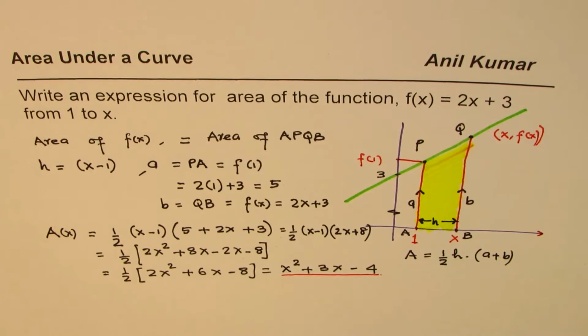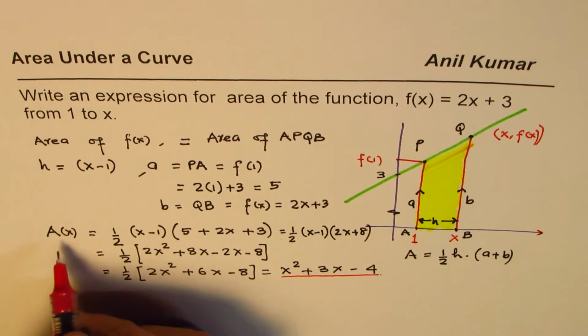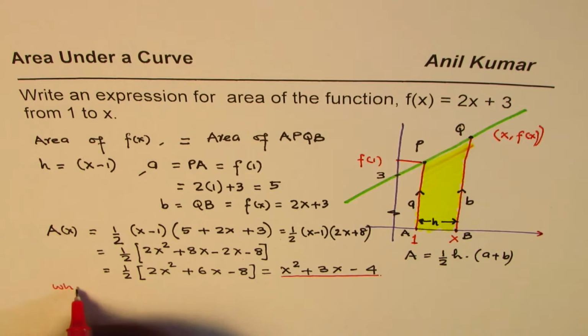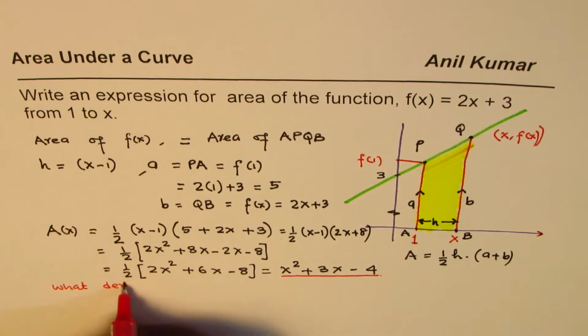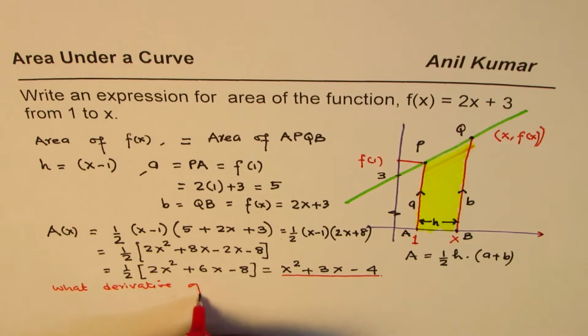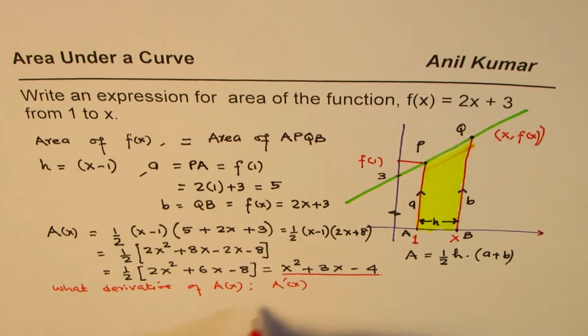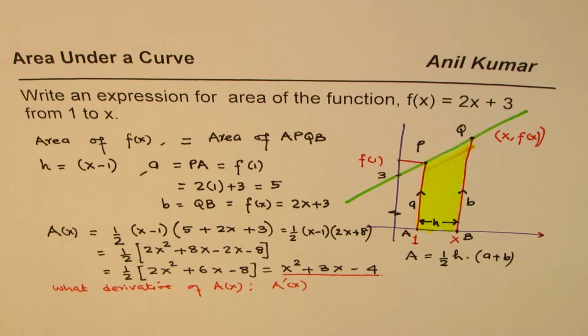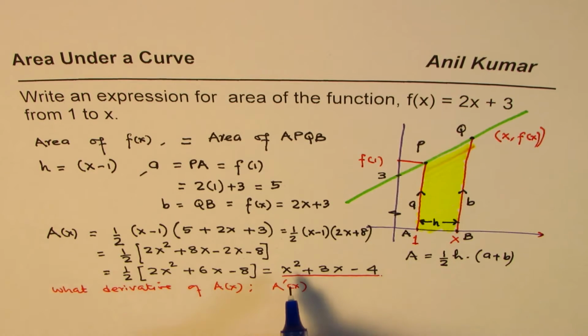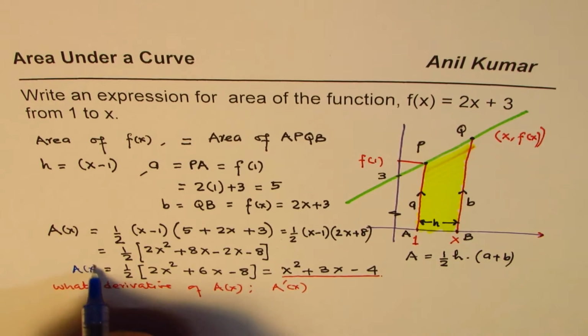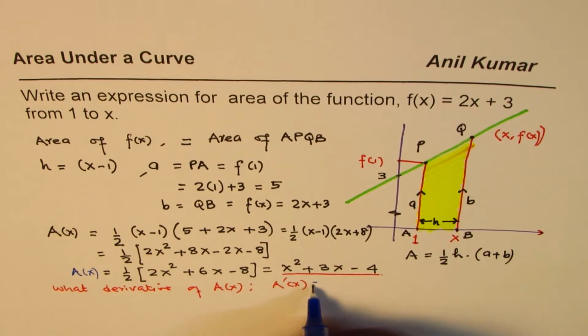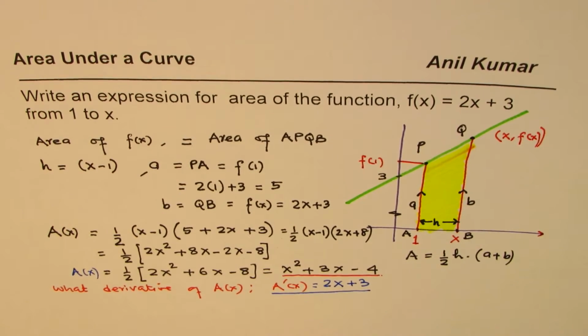Now here is a very interesting thing, and that is, what is the derivative of A of x? What I'm trying to say is, what is A dash x? Let's figure that out, right? So what we will do here is, we know what A is, we'll try to see what is A dash. So A is this expression, A of x, right? A of x is x squared plus 3x minus 4. A dash x is the derivative of this, which will be 2x plus 3. A dash x is 2x plus 3.